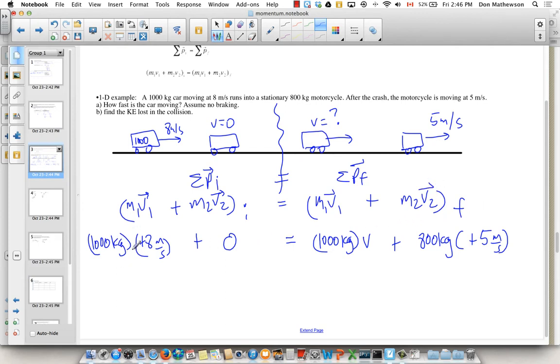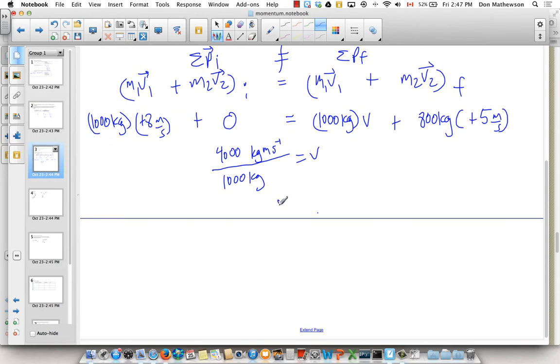All right, so solving, this is 8,000, this is 4,000, bring it over, you subtract, you get 4,000, and it'll be kilograms times meters per second. Then we're going to divide by 1,000 kilograms, and that gives us v. So we can see that the unknown speed v is 4 meters per second.